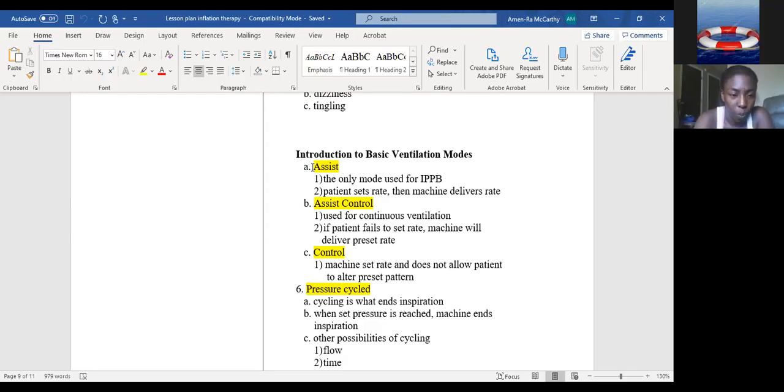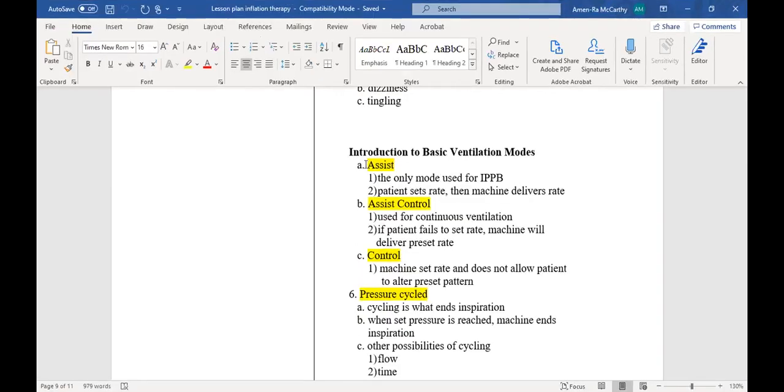In assist mode, when the patient triggers a breath, the machine will give that pressure that I have set, because this is positive pressure breathing. We're trying to hyperinflate the lungs. When the patient triggers the breath, it depends on how sensitive the machine is. So the thing that controls the ability of the patient to trigger a breath is the sensitivity, right? Make sure you write that down, highlight that.